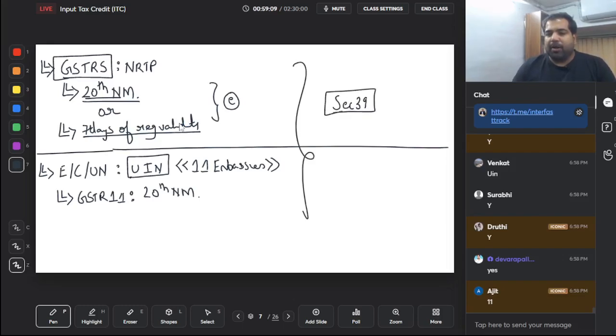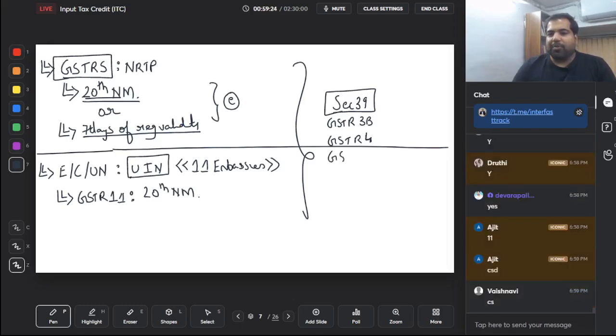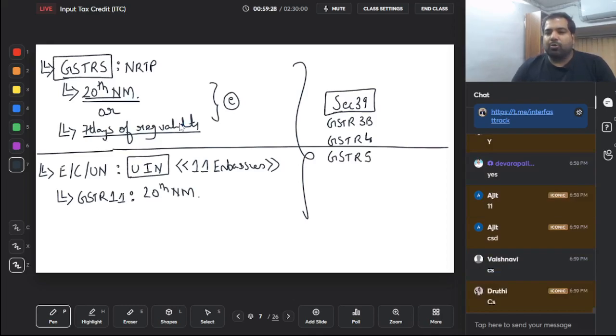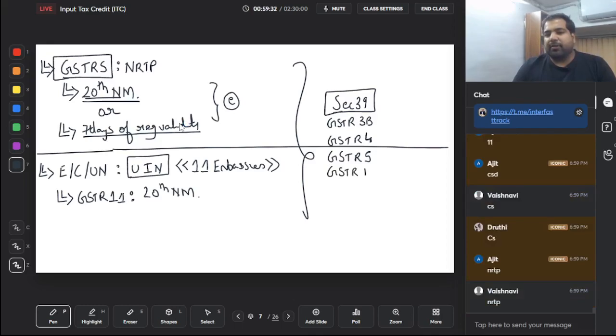Let's check if you remember, guys. GSTR 3B is for all people, everyone, you, me, Unacademy, everyone. GSTR 4 is for whom? Who wakes up 4 times in a year? Composition scheme guy. GSTR 5, who goes to 5 countries? NRTP. And GSTR 11 is 11 embassies, UIN.